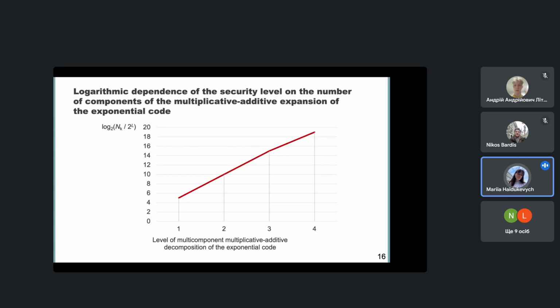Similar to the first two levels, the general case of M-component multiplicative additive decomposition of the exponent code was investigated, but unfortunately the volume of the conducted research doesn't allow it to be fully displayed within the format of a short conference report. However, the general nature of the dependence of the security level on the number of components of multiplicative additive decomposition is presented on slide 16.